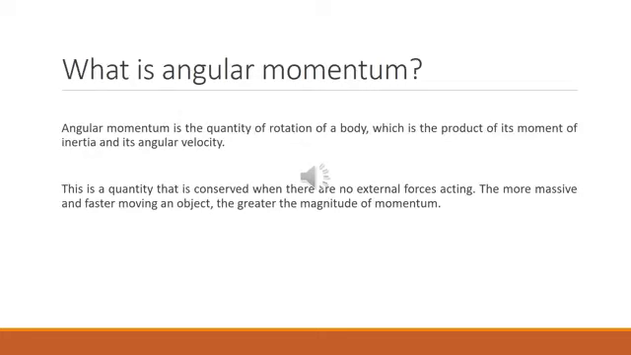Now we will see what is angular momentum. Angular momentum is the quantity of rotation of a body, which is the product of its moment of inertia and its angular velocity. This is a quantity that is conserved when there are no external forces acting. The more massive and faster moving an object, the greater the magnitude of momentum.